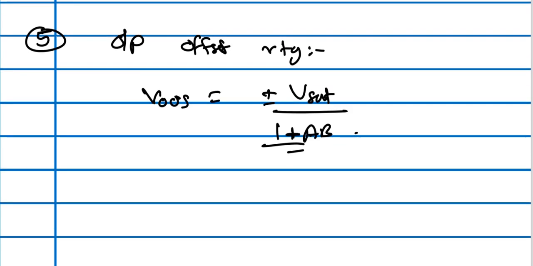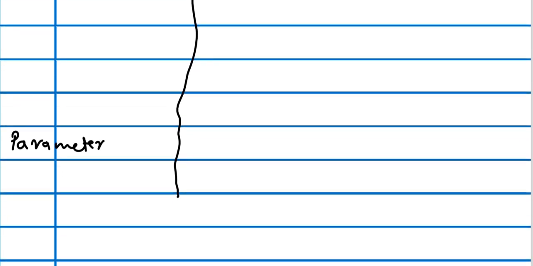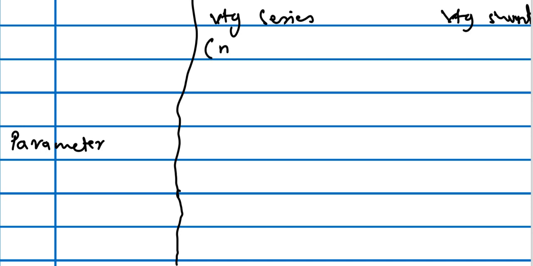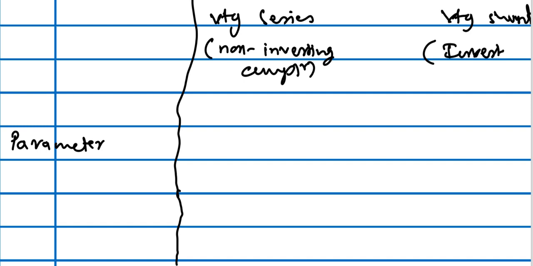So I will just summarize both the feedback amplifiers. So here is the parameter in this column. In this column, voltage series, here voltage shunt. So first, which amplifier is used for voltage series? We are using a non-inverting amplifier. Here we are using an inverting amplifier.